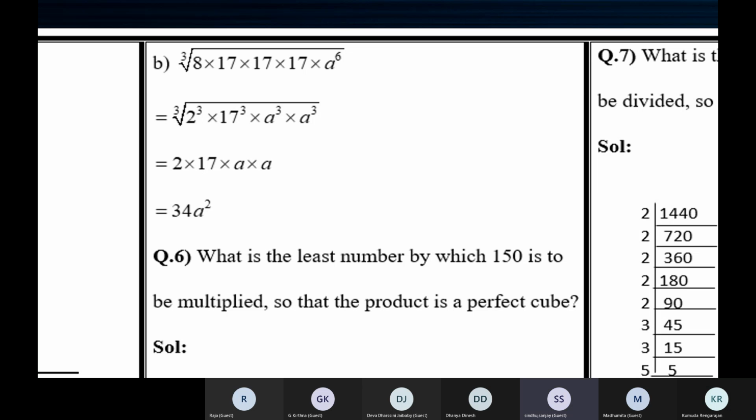Ma'am, is it 30, ma'am? What? 30? Yes, ma'am. Okay, now what you can do is multiply. You can just check it yourself. 150 multiplied by 30, and see if it's a perfect cube.